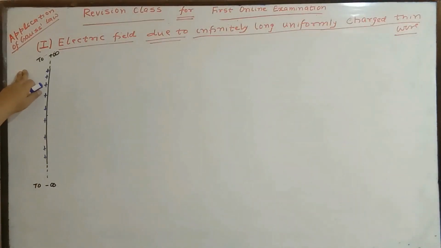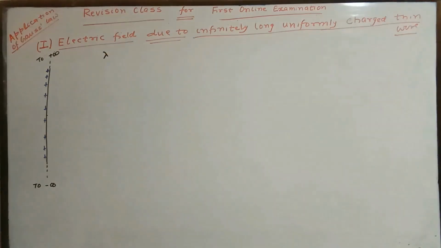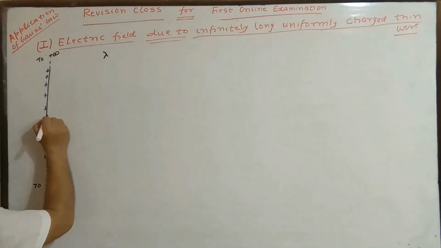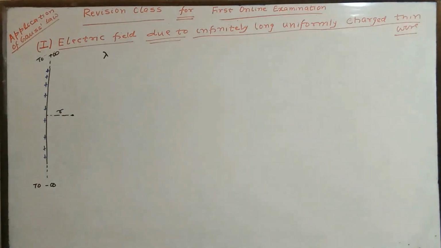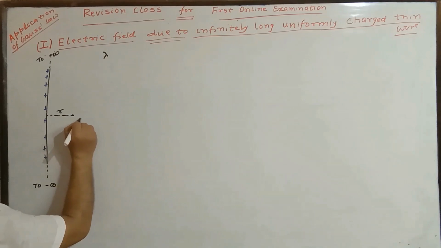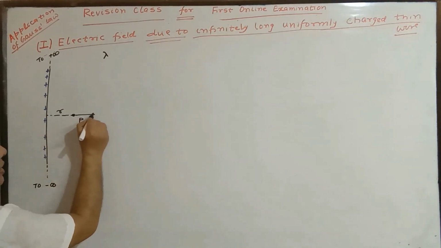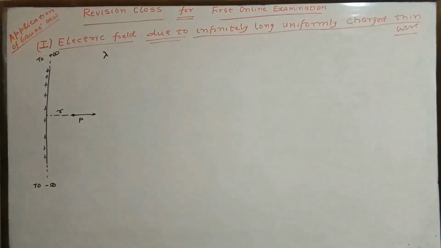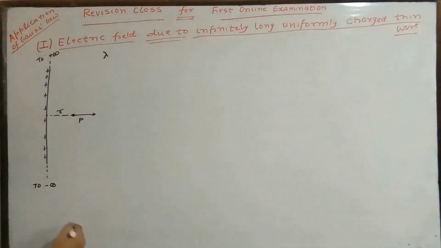Application of Gauss's law. The first is the electric field due to an infinitely long uniformly charged thin wire. Suppose its linear charge density λ is given to you. We had done it already. At a certain distance, say small r, we have to find the electric field at point P. We know that at this point the field is radial, away from and perpendicular to the wire. How we had already seen.